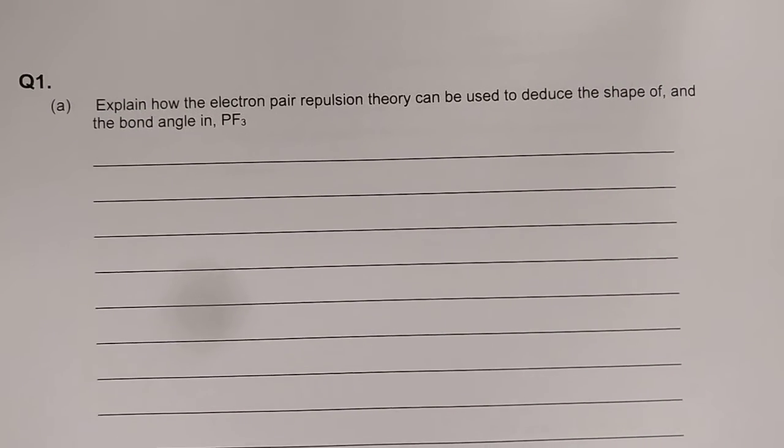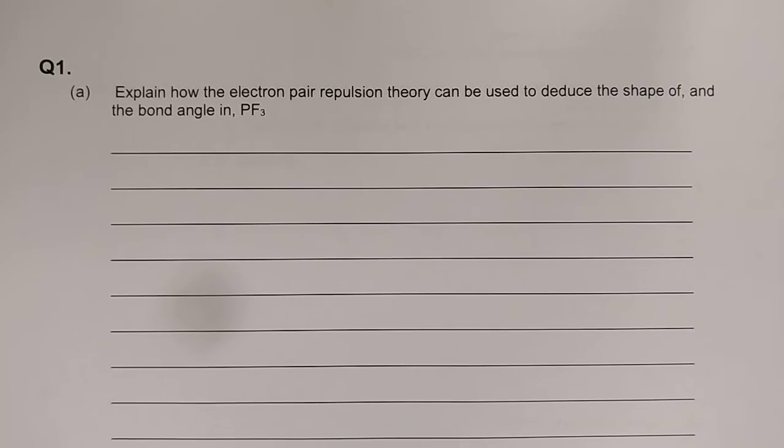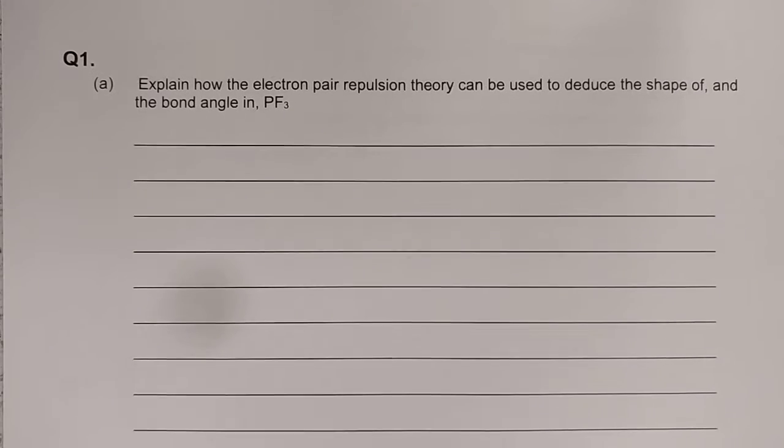Next in the gripping instalment, we're going to look at some shape questions that I set yesterday. The first one says, explain how the electron pair repulsion theory, that's our VSEPR, can be used to deduce the shape and bond angle in PF3. So there are stages that you want to go through when answering a question like this.